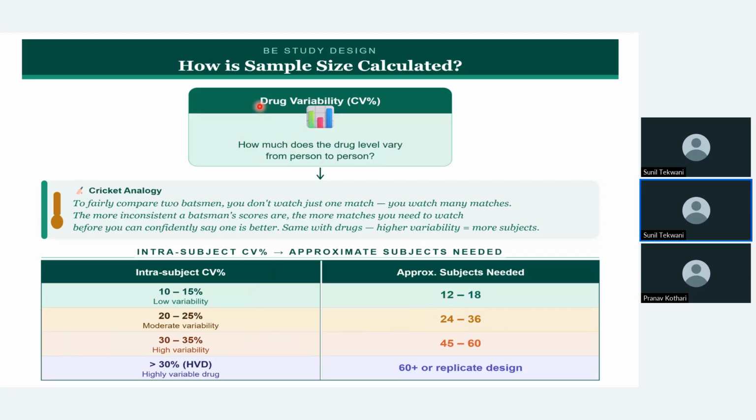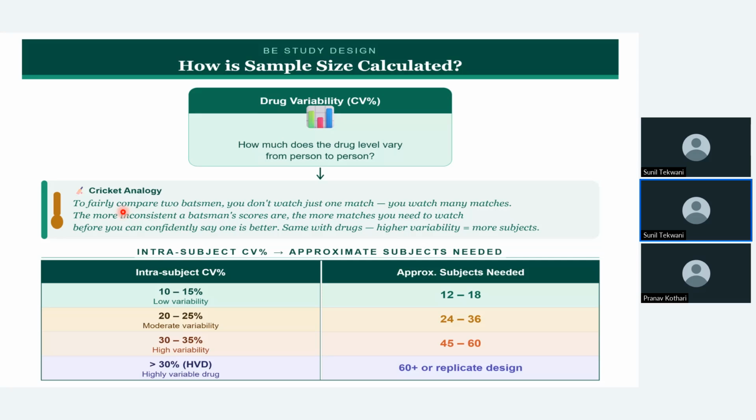Okay, so first question is how sample size is calculated through drug variability. Second question is what is drug variability? That means subject to subject or day to day it will change. Third question is how we know the drug variability through literature. Fourth question is why high variable drugs require more number of subjects. So because we are a cricket loving country, I have given a cricket analogy to understand this.